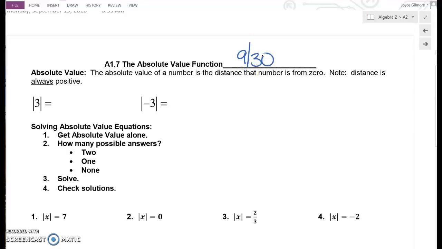Today we are looking at absolute value equations. We are going to spend 3 days talking about absolute value equations and inequalities. We could probably do it in 2, but we're going to spend 3 days on it so that it's all super easy and makes complete sense.